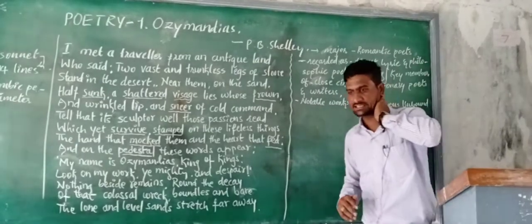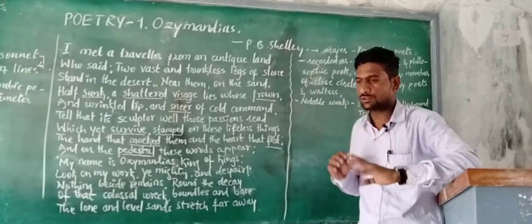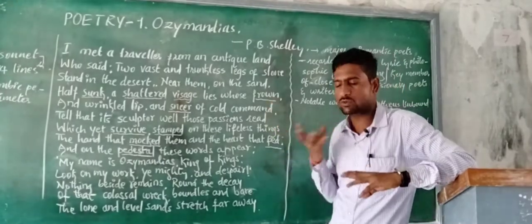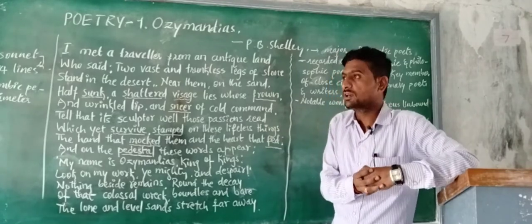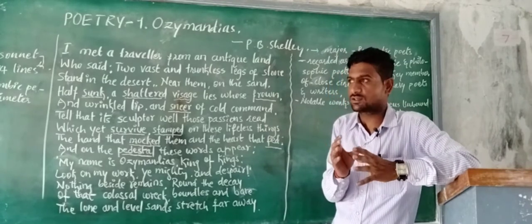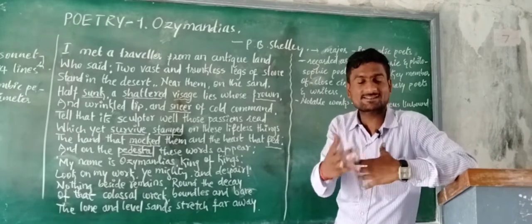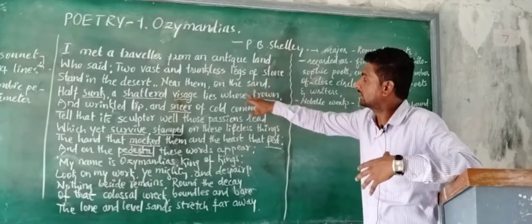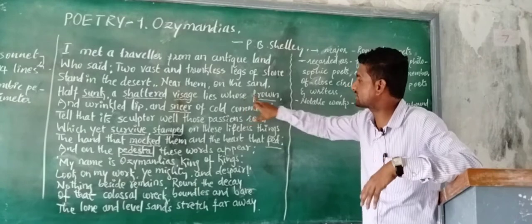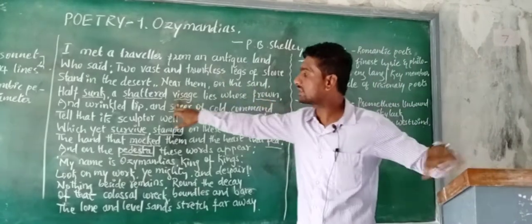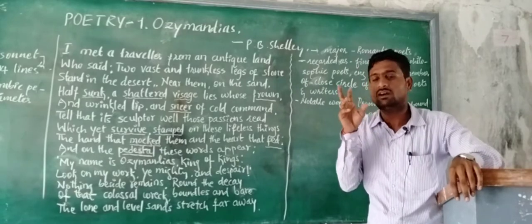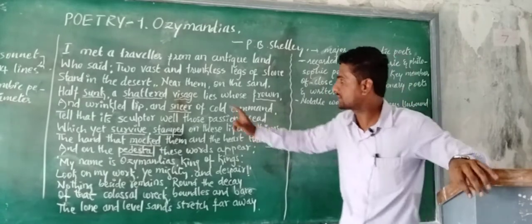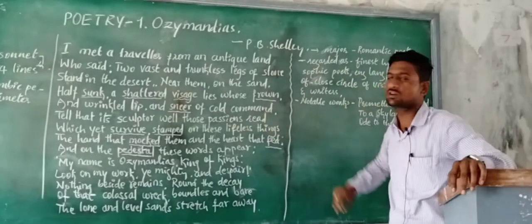The face, what it looks like, frown, in other words, the seriousness of the face. Okay, see, the statue's face is frown and wrinkled lip. Yes, the lips of that face are wrinkled. Okay, see, and sneer of cold command.